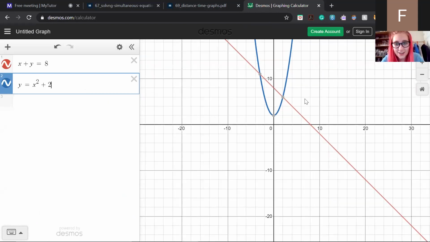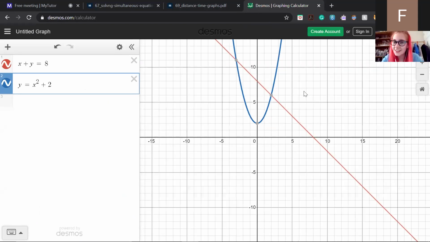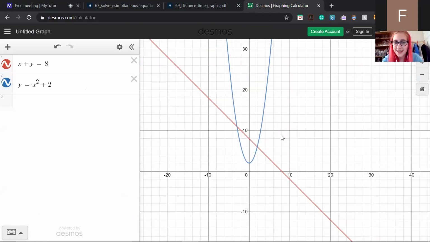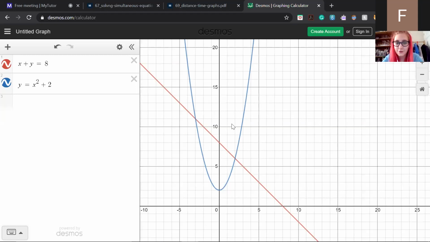So here you go, a lot nicer. And they've actually shown us these points here, 2, 6 and minus 3, 11. So you can see this looks a lot nicer than what I did. And you can see very clearly these points at which they cross, and it actually tells you when you hover over on here. So that's why Desmos is so cool, because you can check your work and see things a lot clearer.